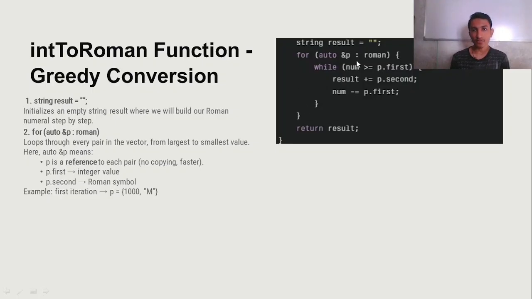And further, what does this auto& p mean? p is a reference to each pair. No, we are not copying, it is much faster, we are just referencing it. And what is p dot first? p dot first will give the integer value, and p dot second will give the Roman symbol. And what will our first iteration be? For the first iteration, p is equal to 1000, M, right?